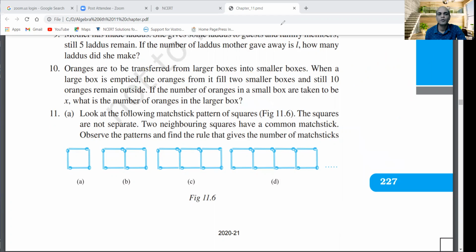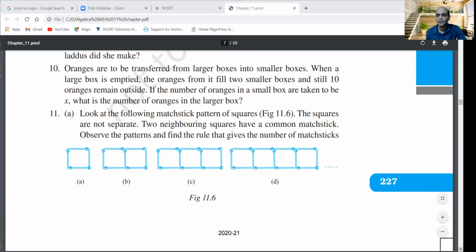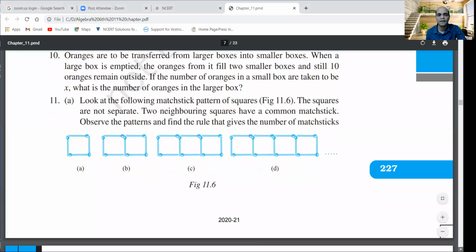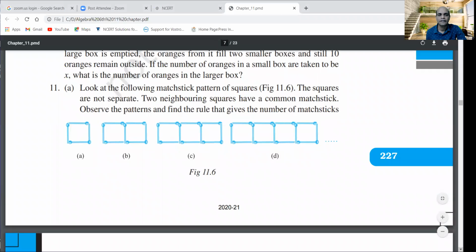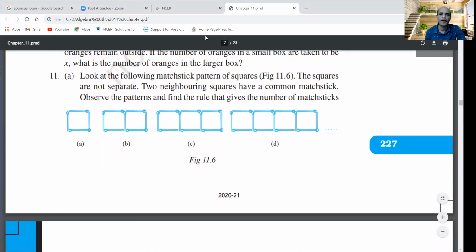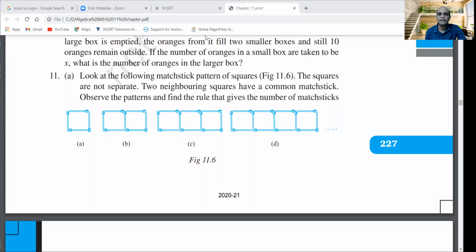Okay, now let us go to question number 11. I think you have done it earlier. Prior to this, you have done this type of question. So it will be quite easy for you. Okay? Good. Question number 11. Look at the following mastic pattern.